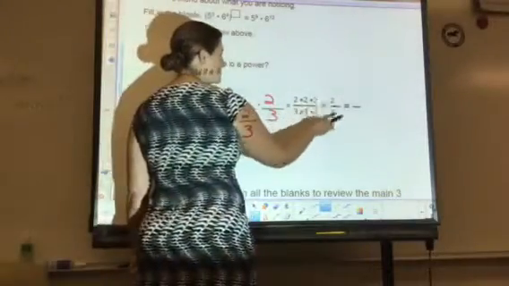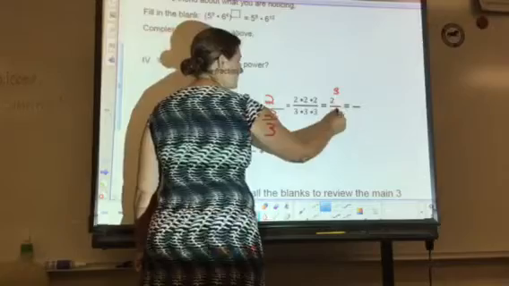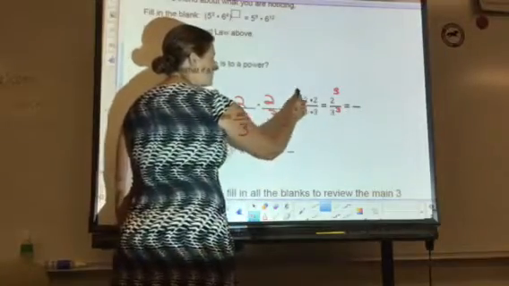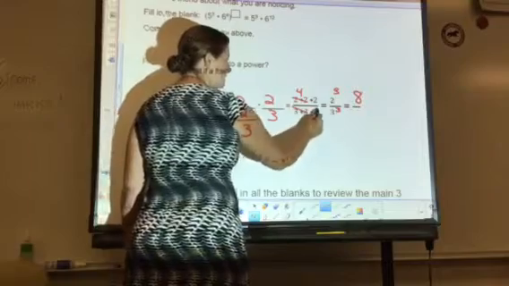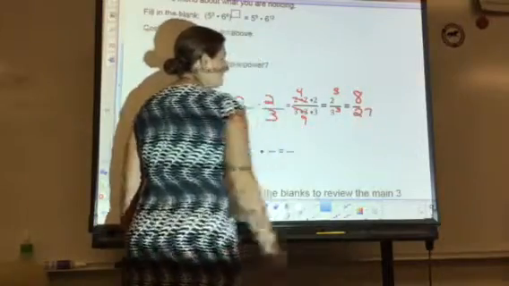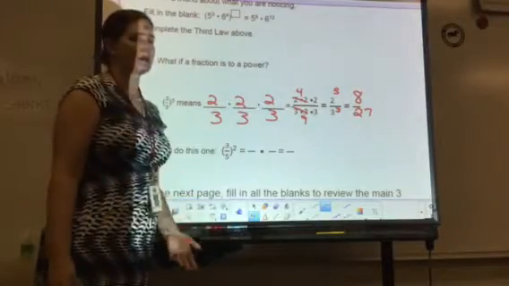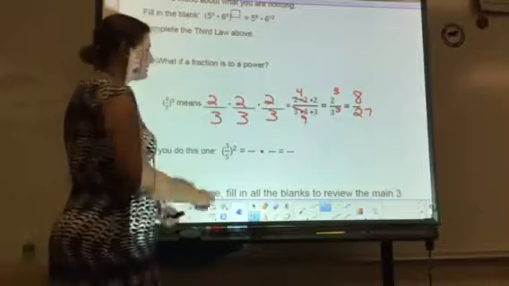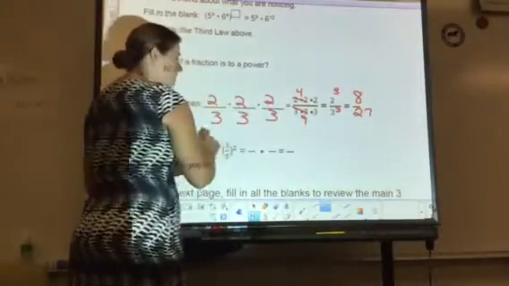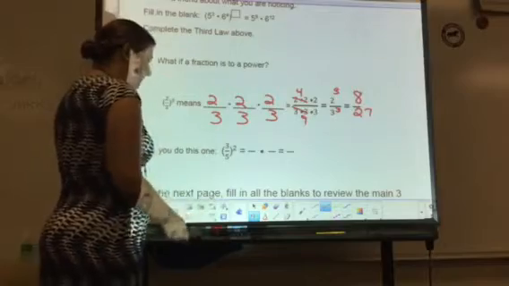So 2 times 2 times 2 is 2 to the 3rd. And 3 times 3 times 3 is 3 to the 3rd. 2 times 2 is 4, 4 times 2 is 8 on top. 3 times 3 is 9, 9 times 3 is 27 on the bottom. So when there's a fraction to the power, you treat it like a regular base number. You multiply by itself. When you need to multiply a fraction, you just multiply all the numerators and you multiply all the denominators. Let's try one more.